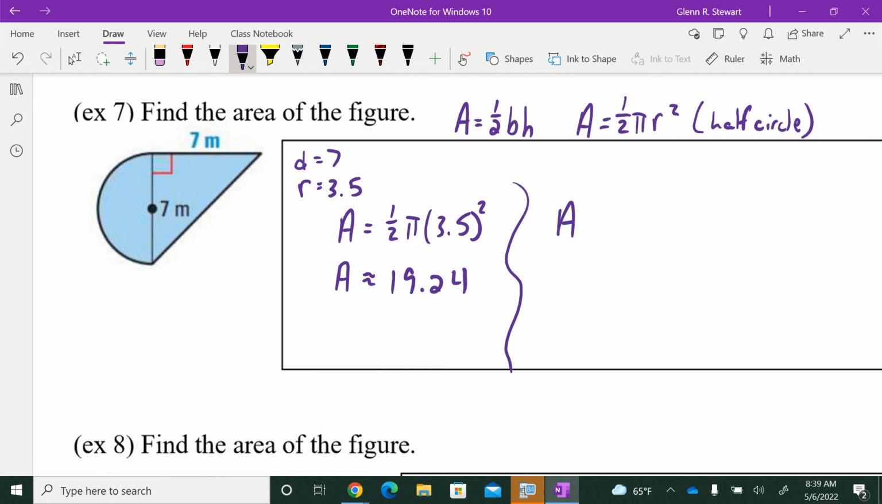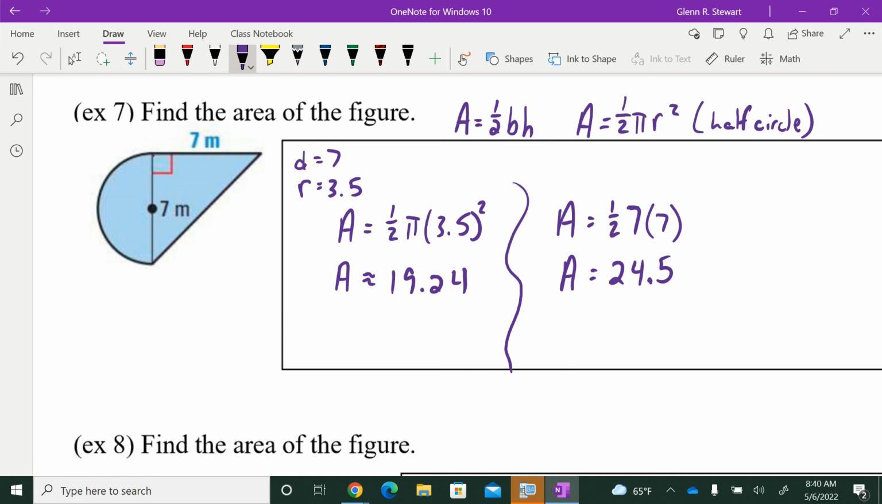Then we've got the triangle. Area is equal to 1/2 the base. Now our base in our triangle could be either one of these sides. In this case, it'd be 7. And then our height could also be 7 as well, because this is a right triangle, and it's equilateral, they are both the same. So 1/2 of 7 times 7 is going to give us 24.5.